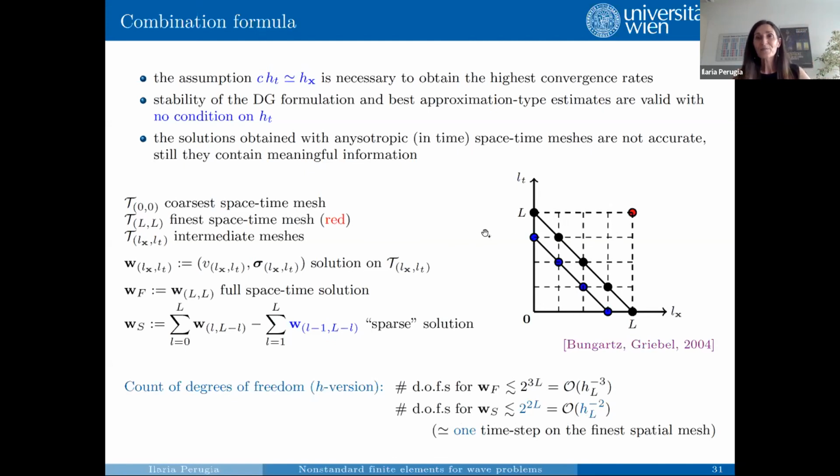So basically, one can obtain the same accuracy as the full solution with a meaningful reduction of the dimension. And so basically it's like the same cost of one time step on the finest spatial mesh. So I have reduced the complexity as I wanted.